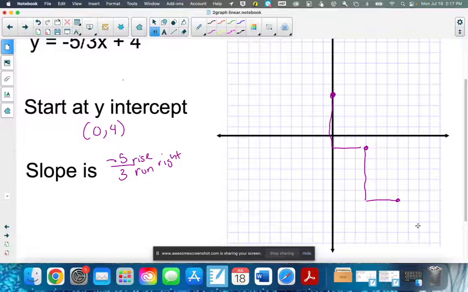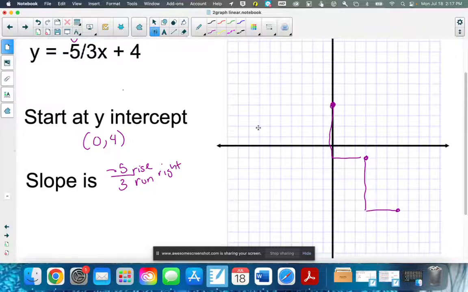And if we wanted to, we could continue the pattern and it would go off the graph, but that's okay. Because again, these lines go forever and ever, right? They don't stop just because we run out of room on the graph. That's why we put the arrows on, to show that they do keep going. Okay, so that's slope-intercept form. So let's try the next one.